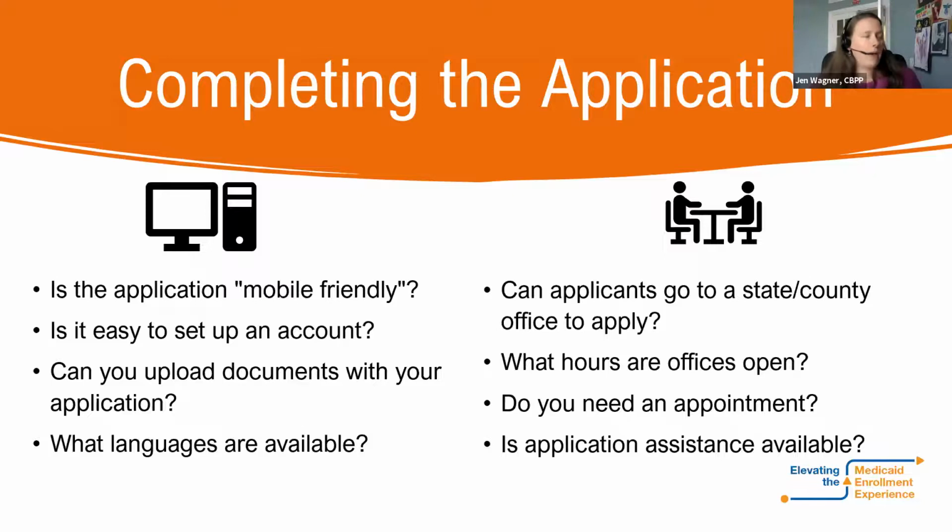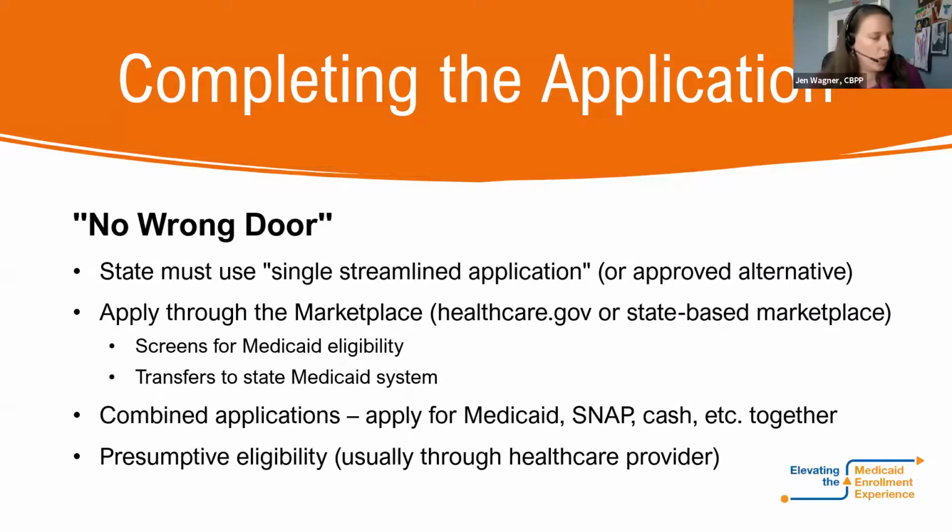So looking at completing the application and some other avenues for the application process on the next slide. We did talk about this idea of no wrong door, that people should be able to apply for Medicaid from any avenue. So states must use a single streamlined application, that's a CMS term, or an improved alternative. That's meant to make sure that you can apply for all healthcare programs at once. We call that vertical integration, so that you could apply for Medicaid as well as premium tax credits and other programs for people of higher income.